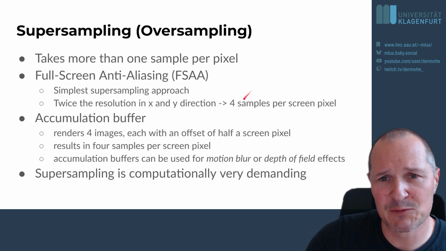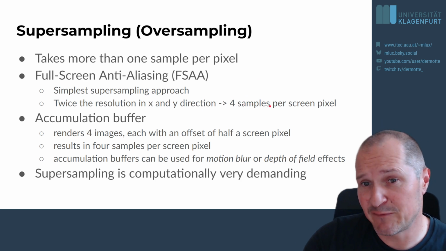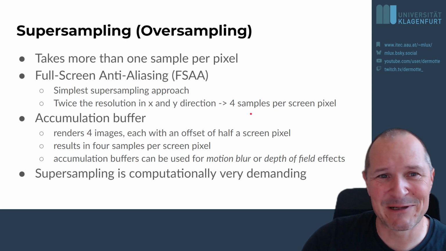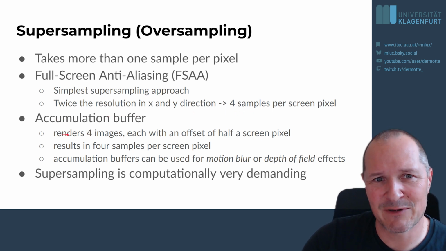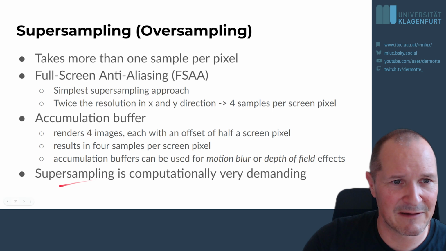So another approach would be to render twice the resolution in X and Y to have 4 samples per screen pixel. That's not 150 anymore, but just 120. Yeah, does make it better, but not much. And what you can also do is an accumulation buffer, which renders 4 images, each with an offset of half a screen pixel. And then it results in 4 samples per screen pixel. And then you can use this accumulation buffer for motion blur or depth of field effects.